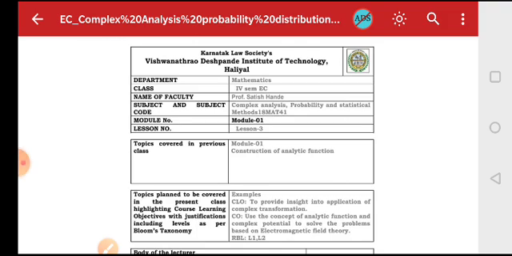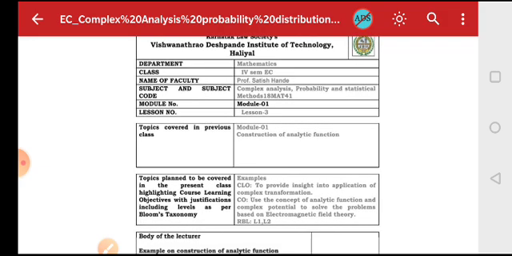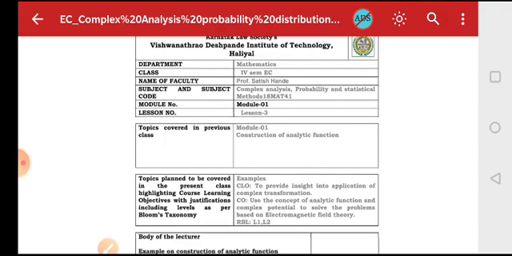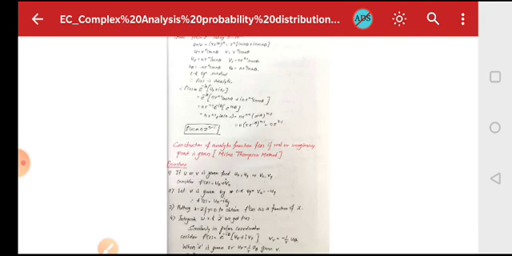So, in the previous session, we studied how to derive the expression for the CR equation in Cartesian form and polar form, and what I mean by an analytic function. Now, we'll see how to construct an analytic function.